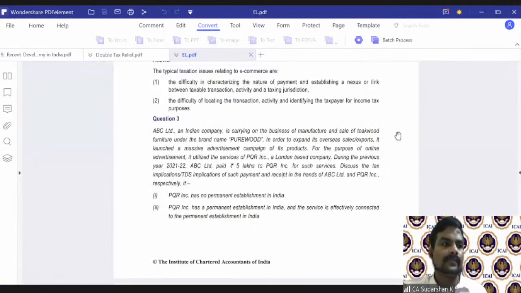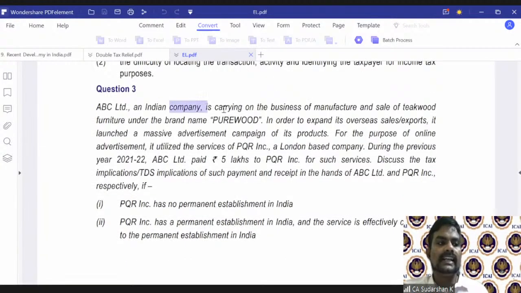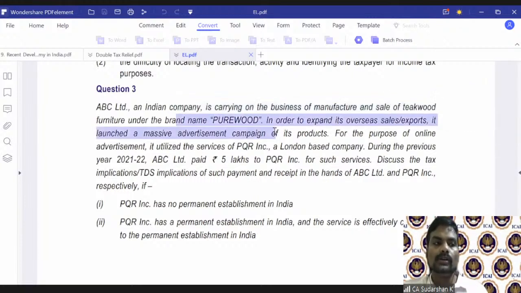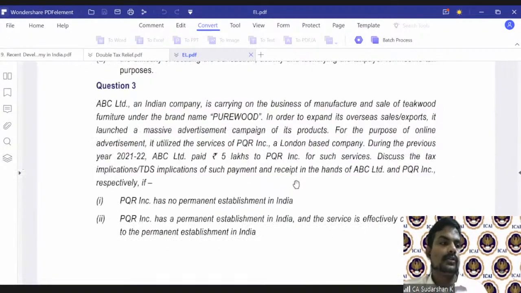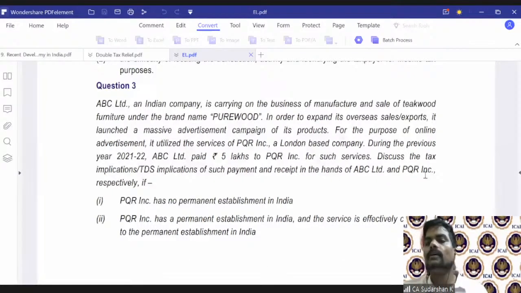Now, let's look at this example to better appreciate whatever we have discussed so far on equalization levy. ABC Limited, an Indian company, is carrying on the business of manufacture and sale of teak wood furniture under the brand name Pure Wood. In order to expand its overseas sales and exports, it launches a massive advertisement campaign of its products. For the purpose of online advertisement, it utilized the services of PQR Inc., a London-based company. During the previous year 21-22, the Indian company ABC Limited paid 5 lakhs to PQR Inc. for such services. Discuss the tax or TDS implications of such payment and receipt in the hands of ABC Limited and PQR respectively.